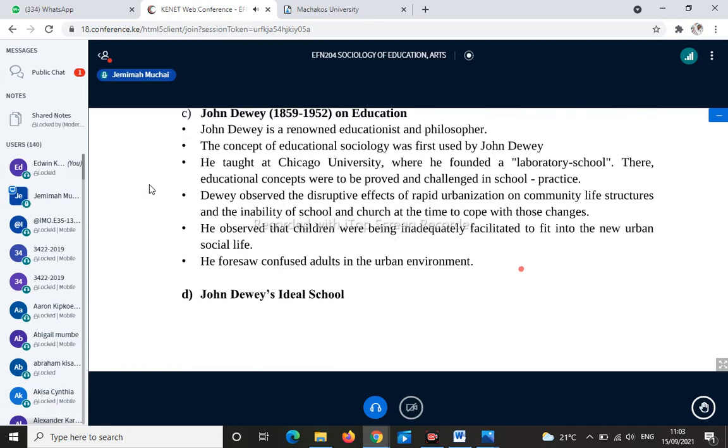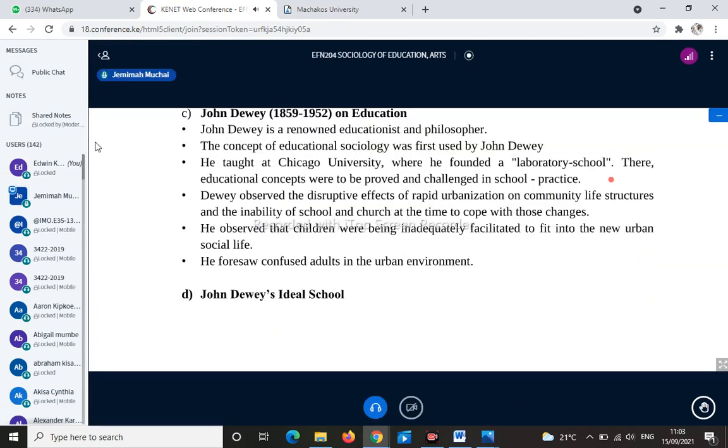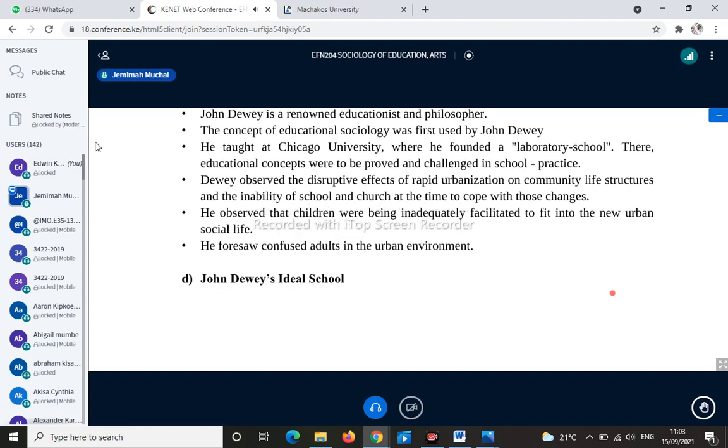So this was his observation, and he founded a laboratory school. For example, in Machakos University, you may take a certain area, like where the School of Education offices are. He says, here, he will start doing his research. People who will be going to that area will start doing research on that. So he came up with this ideal school. An ideal school.